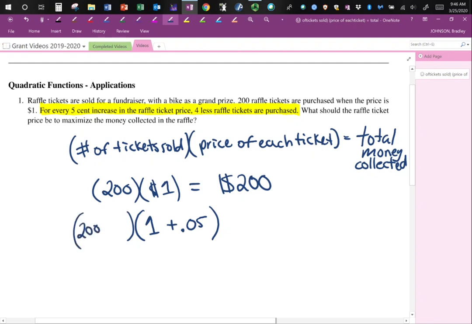So then what would this become? 200 is no longer 200. We really have 200 minus 4. And if we multiply that out, we would get some new value, right? We'd get the total money earned.